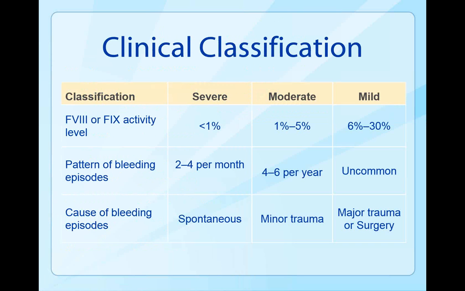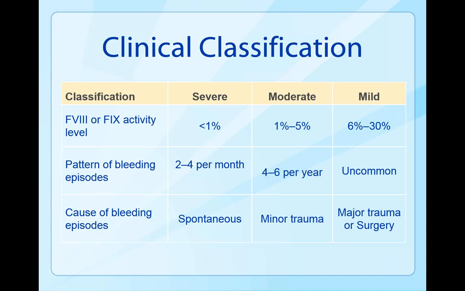So the clinical classification is based upon the amount of the protein that is available to the person. If the person with hemophilia has less than 1% of the factor, either factor VIII or factor IX, then he's classified as having severe hemophilia. And the bleeding pattern is the most severe, with on average about 2 to 4 bleeds per month. The causes can be spontaneous or due to trauma.